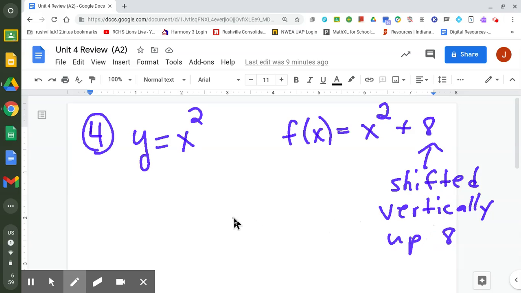And then remember to find the vertex, you use the formula x equals negative b over 2a.